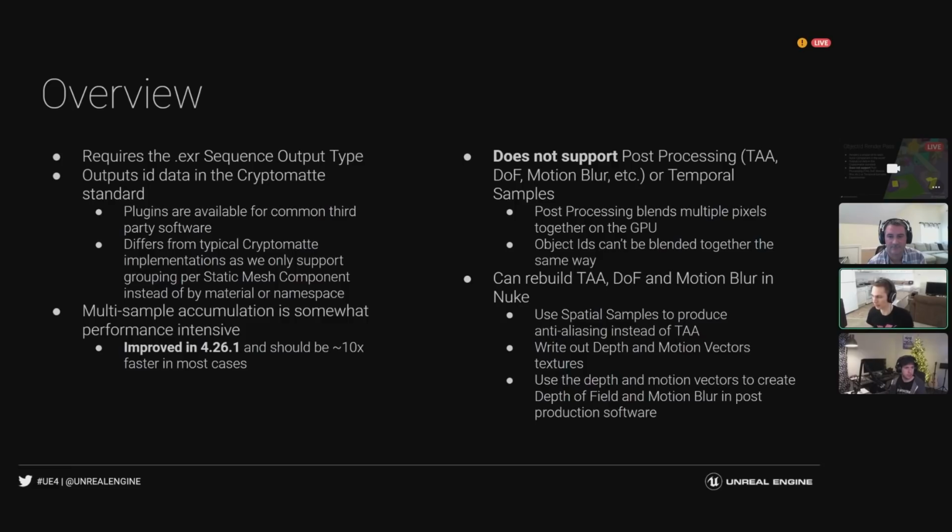But you can rebuild anti-aliasing, depth of field, and motion blur in Nuke if you use spatial samples from the anti-aliasing section. That's going to produce an anti-aliasing pattern that does work with the Cryptomatte. So you do get nicely anti-aliased edges. You can write out the depth and motion vector textures, and then you can use these textures to create depth of field and motion blur in post-production software. And we will be showing you a little bit of how to do that.